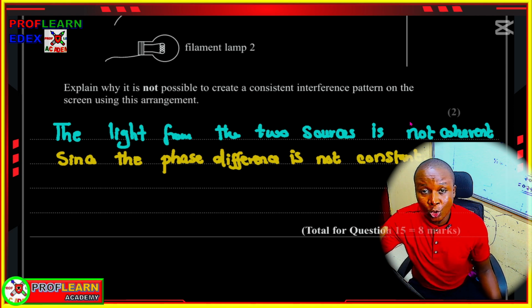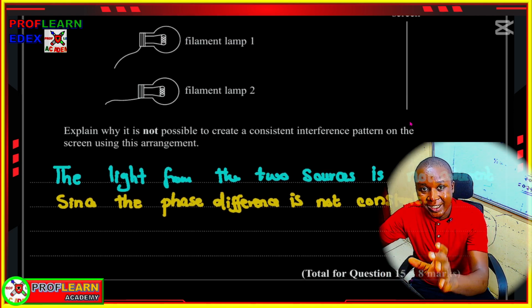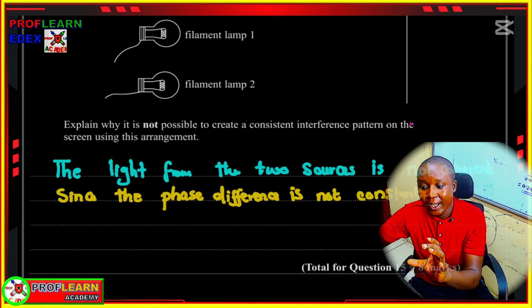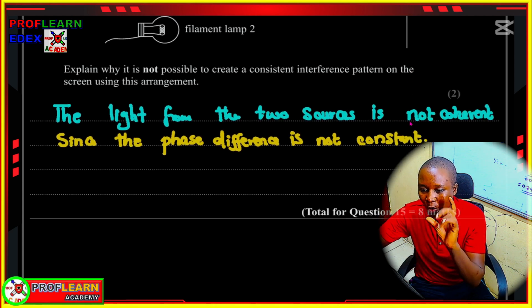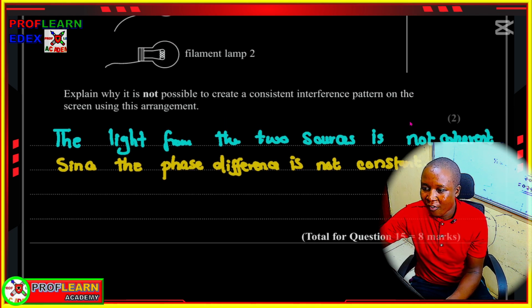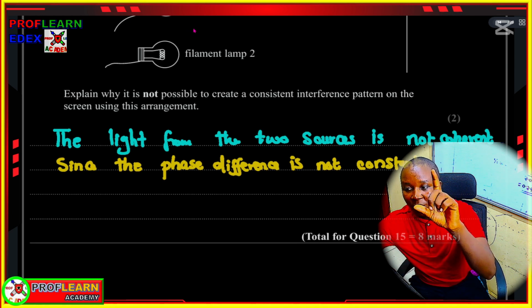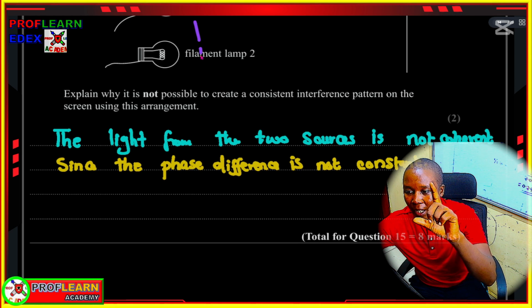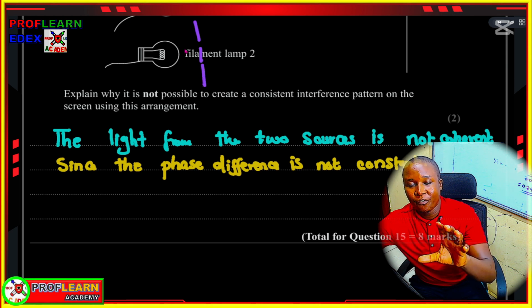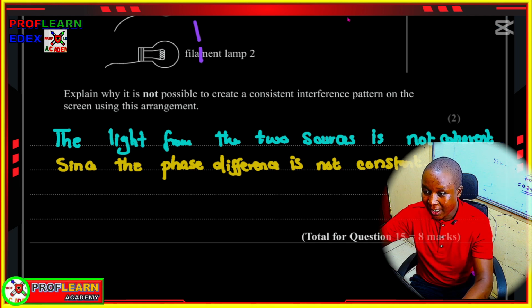Remember that these two sources are going to produce light, and the light that is going to be produced is not coherent. These are not coherent sources. The light from the two sources is not coherent since the phase difference is not constant. So the best way that could have been achieved is for the student to use a single filament and then place two slits, so that the light emanating from here is coming from the same source, and then we can expect interference to take place.